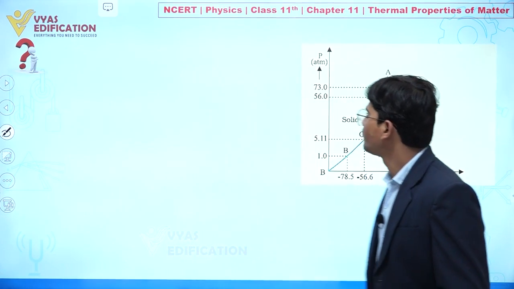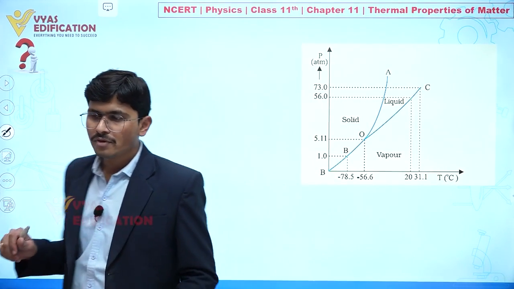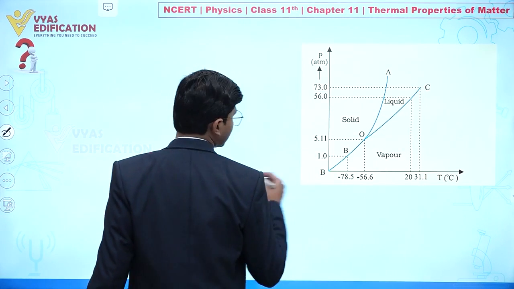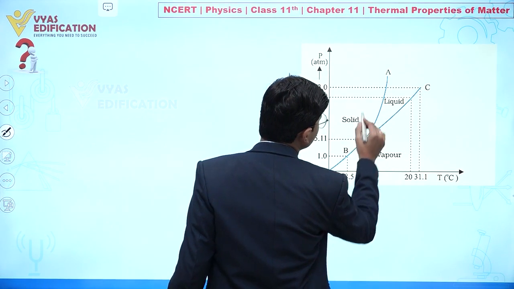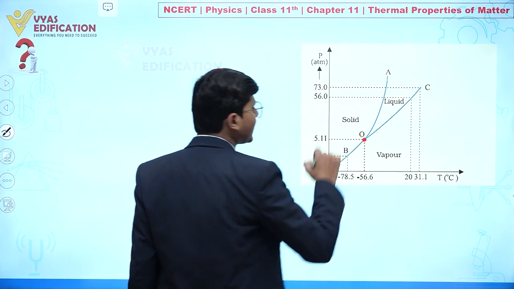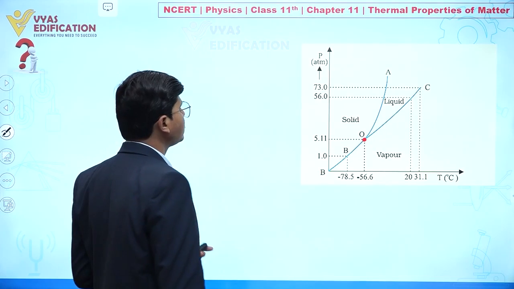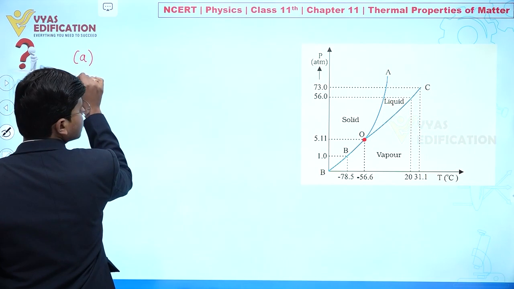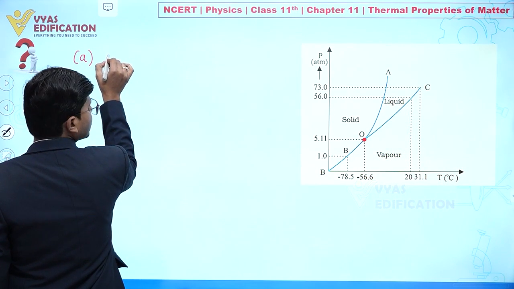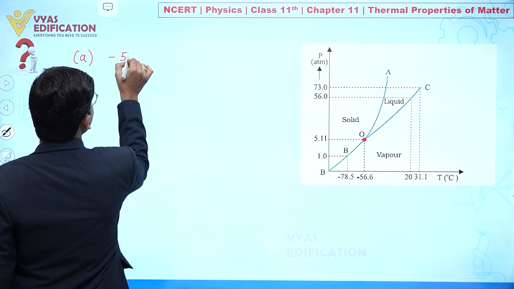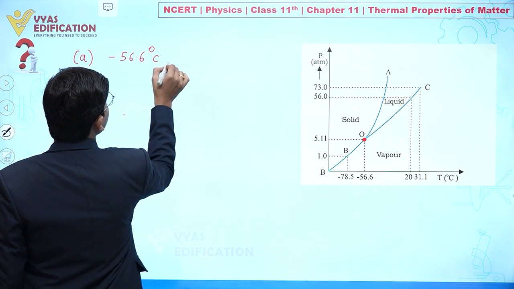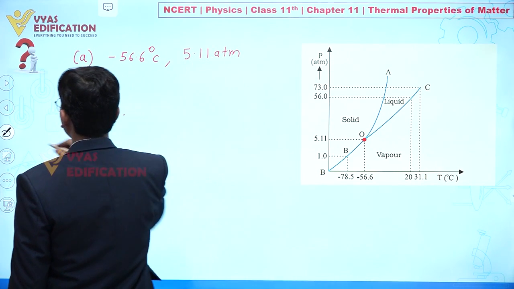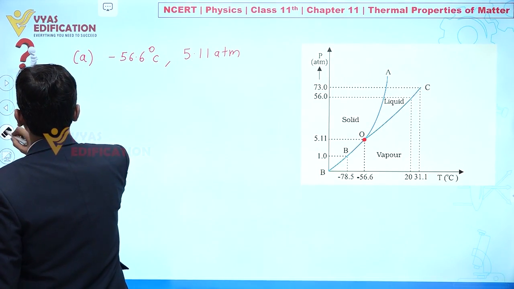Clear? Now you can see, if you concentrate on this diagram, solid, liquid and vapor all phases coexist at point O. Yes or no? Clear? At this point you can see solid phase, liquid phase and vapor all are existing simultaneously. So this is known as, we can see at what temperature and pressure. So directly the answer of this question, temperature, we can say that is minus 56.6 degrees Celsius. Clear? And what about pressure? Pressure is given to you, 5.11 atm. Clear to you? Clear? Yes.